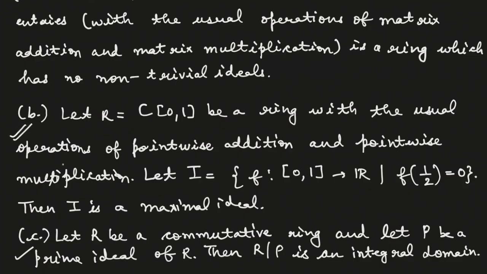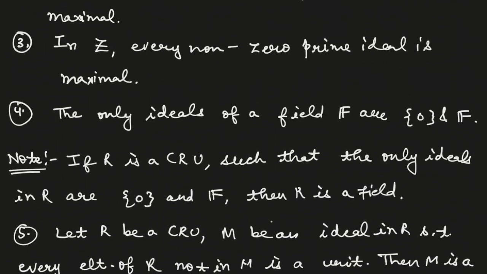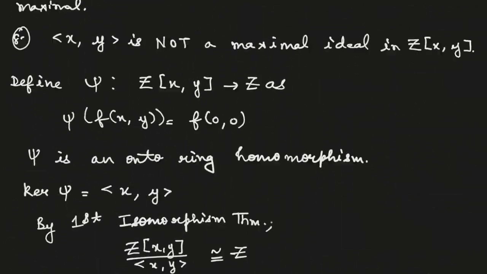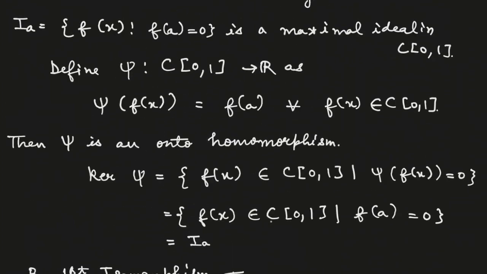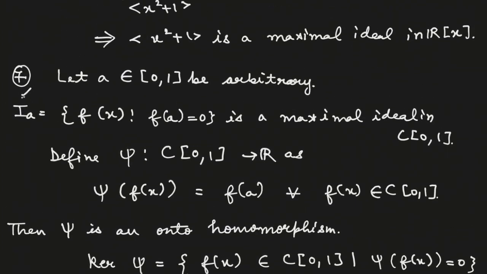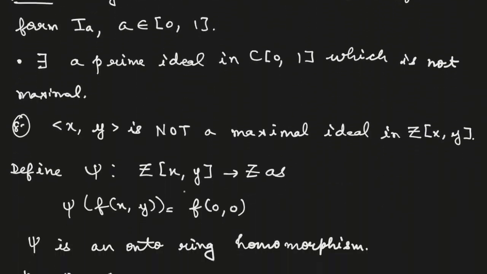B is also correct. It is the same as f(a) equal to 0, only here a is equal to 1 by 2. It is the same as the I_A example I had explained earlier. Instead of a it is 1 by 2, so it is maximal.